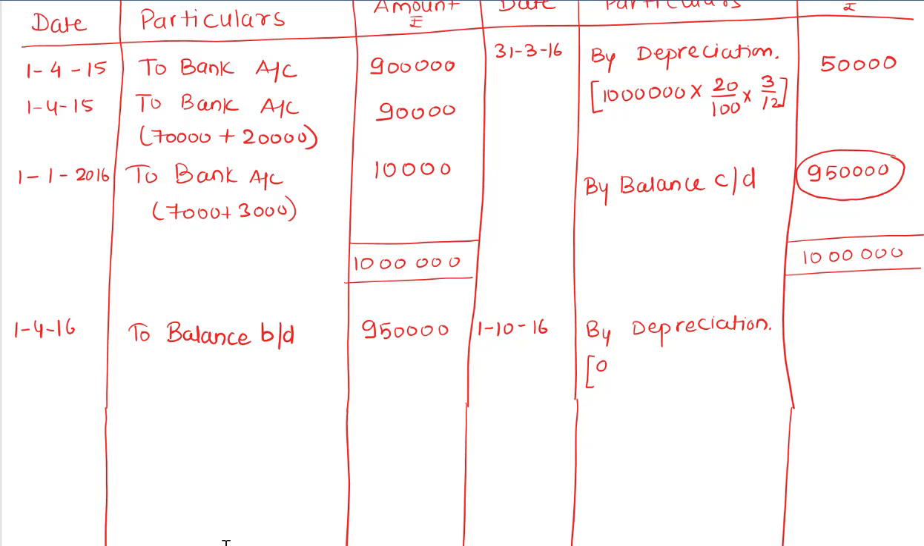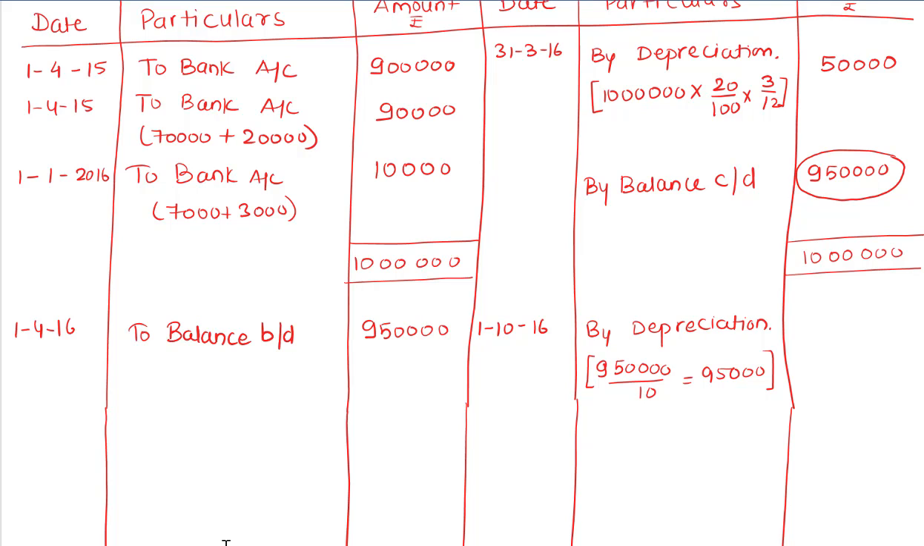Quickly do it. So 9,50,000 is the value of 10 machines. We have sold only one machine. So the value would be 9,50,000 divided by 10. So per machine value is calculated. That is 95,000 per machine, the value of the one machine that we have sold.